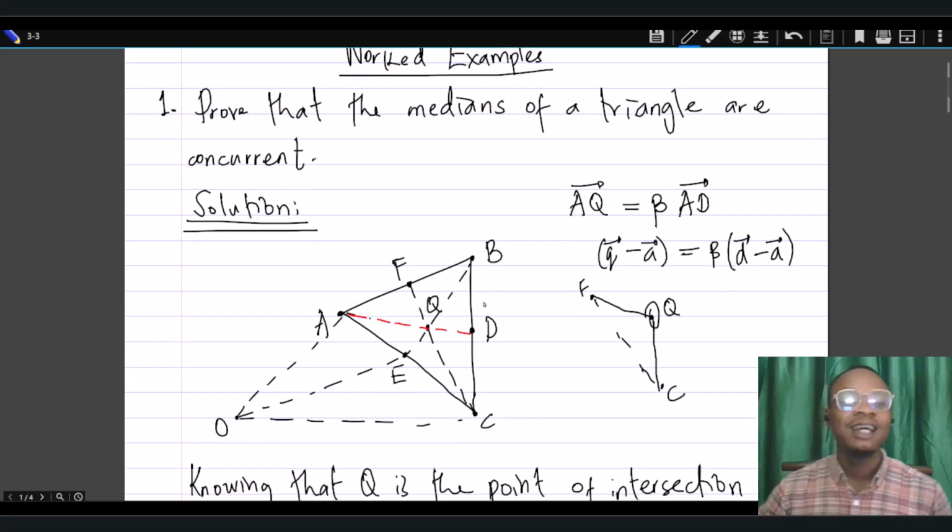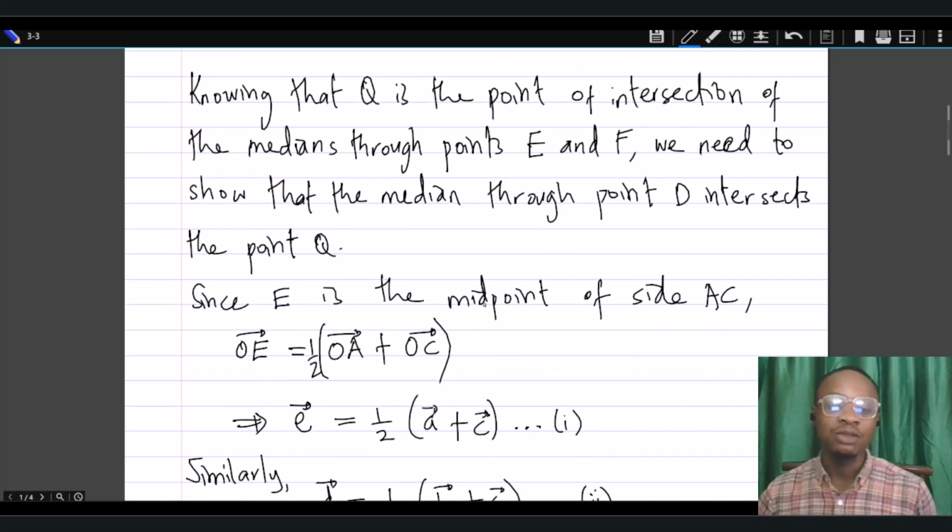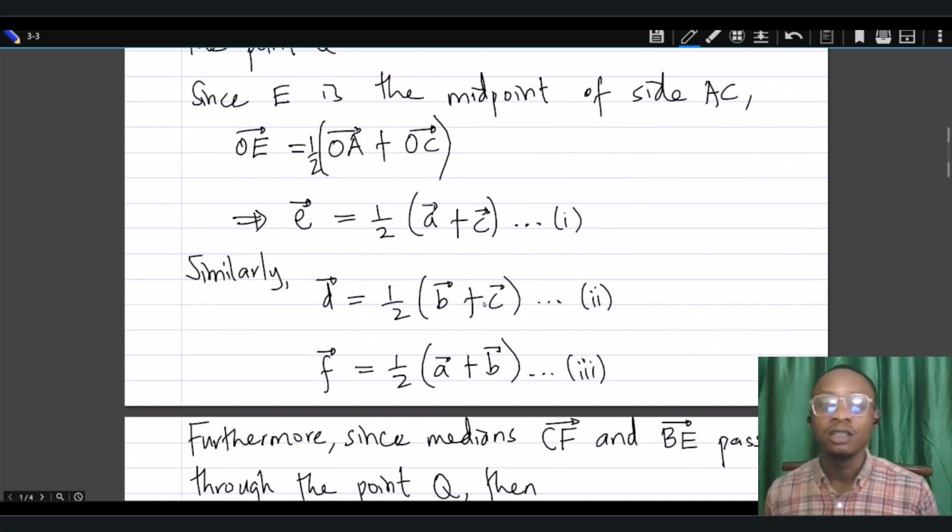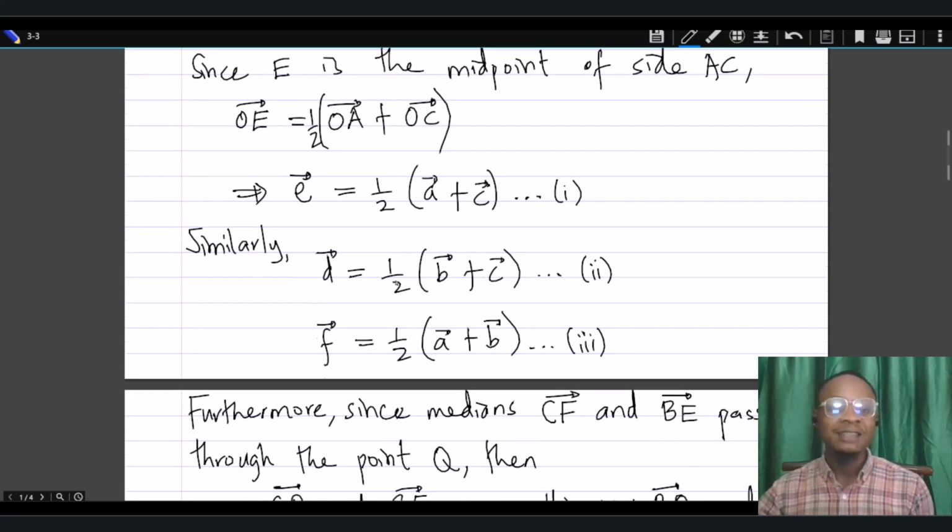All right, but that is that. So with this analysis, we have been able to establish, as required, that indeed the medians of a triangle are concurrent. They pass through the same point Q. And now you know how to deal with situations where we need to prove that some lines or some vectors are concurrent. You just need to prove collinearity. Okay, so that is that about that.